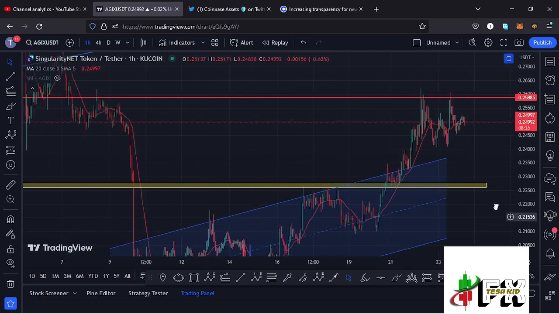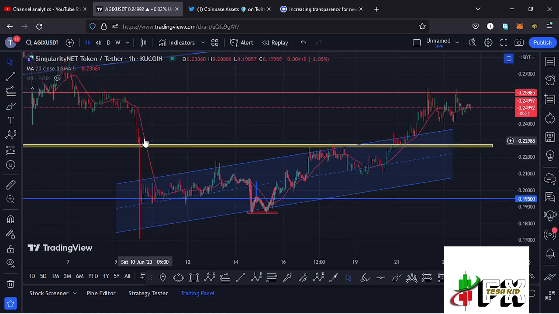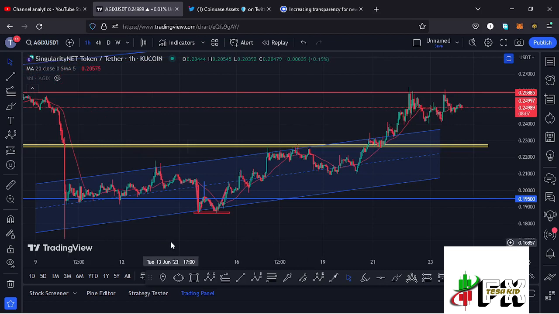And by first giving you a recap of what has been happening. AGIX on the 10th of June gave us this massive crash in a move that gave us a low at around the $0.017103 mark. And afterwards, we have been seeing this nice recovery to the upside, where first we had been trading within this ascending channel, which is a bullish chart pattern that breaks to the upper side. And it finally gave us the breakout to the upper side in a move that has now given us a high at around the $0.26 mark.